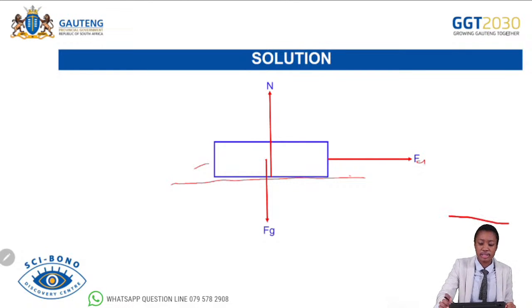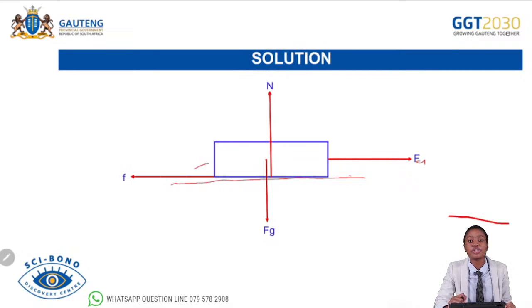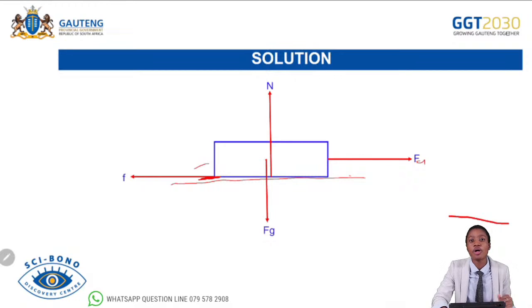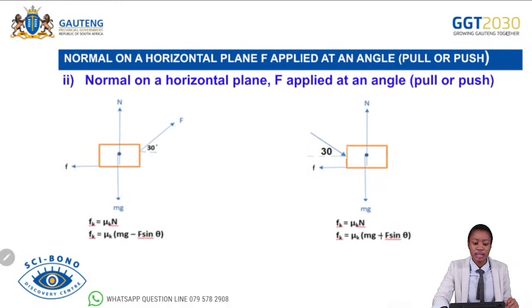And then lastly, we have the frictional force. Frictional force is there by the surface, and that is my small f. That is for frictional force. And that is, grade 11s, a simple drawing of the force diagram. So these are all the forces that are acting on the couch. Are you happy? If you're not, contact me on the WhatsApp line and I'll be ready to assist.